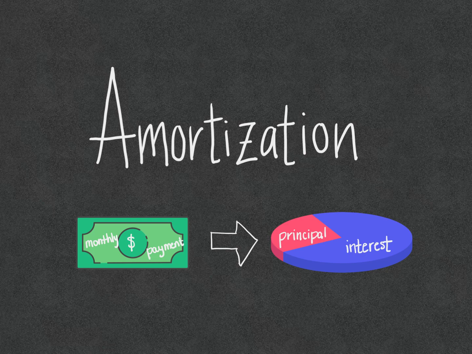In this video, we're going to discuss amortization. In amortization, as the visual shows here, what it does is it takes your monthly payment and it breaks down how much of that payment goes toward paying down the principal on your loan and how much of your payment goes toward paying interest.